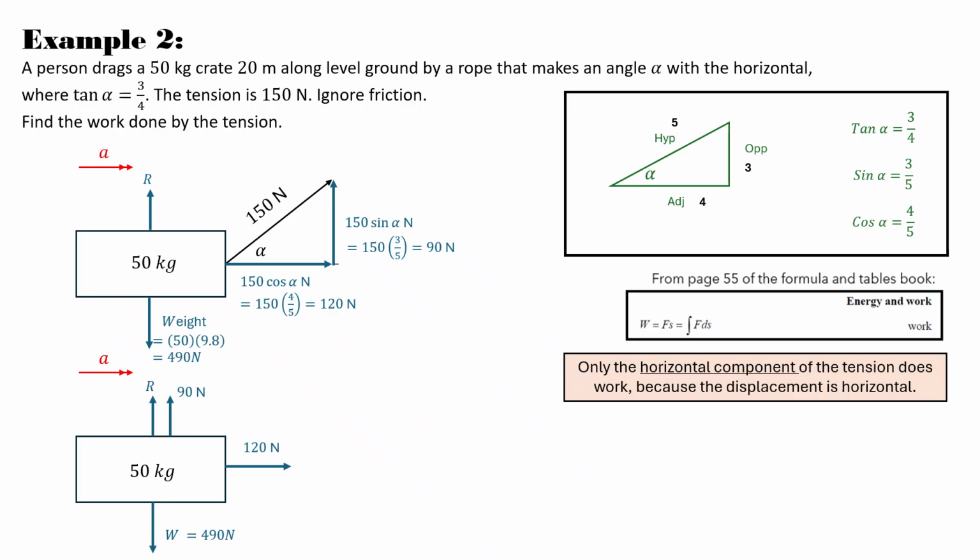So when we're dealing with horizontal movement, only the horizontal component is going to be doing work. So for us, that's going to be 120 times 20 because that's the movement. And that gets us 2,400 joules or 2.4 kilojoules. So a very, very simple little question, but it's very easy to get it wrong.